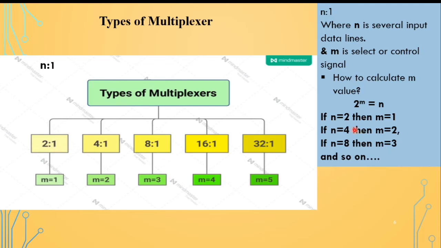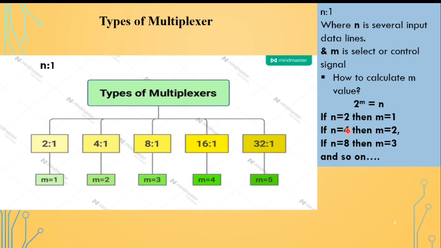Here n is equal to 2, so 2 to the power 1 is equal to 2, that's why m is equal to 1. So in this 2 by 1 multiplexer we need only one select. By using this formula we can easily calculate the select. Suppose we take another multiplexer, the 4 by 1. How do we calculate the select? m is equal to 2.